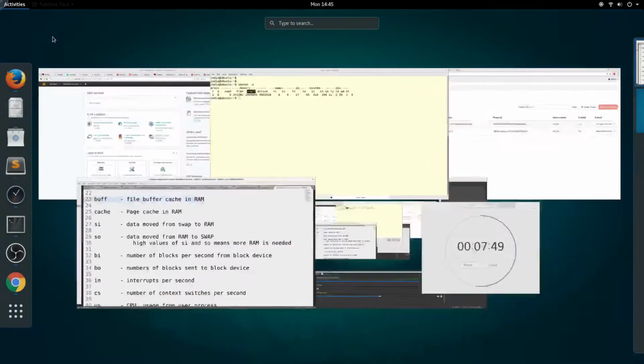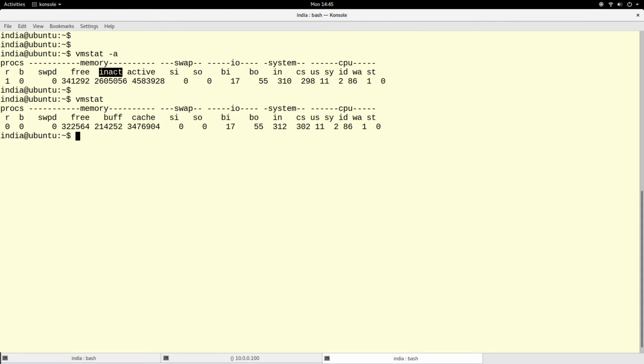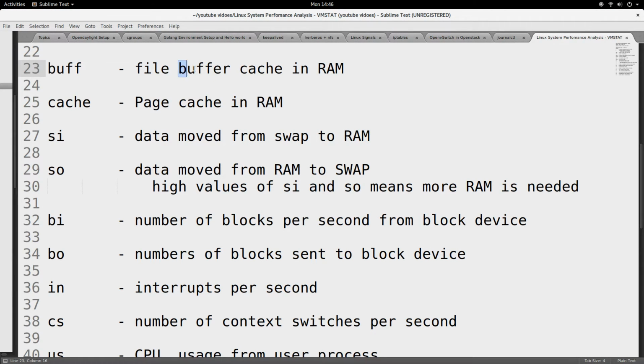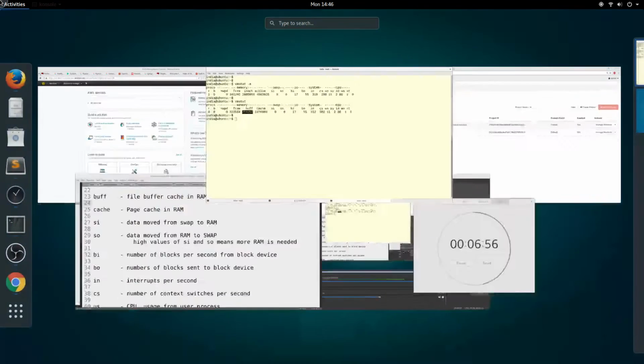Let's go to buffer. You have to get used to this output. Some of them you see with vmstat. Some of them you have to run with vmstat -a, most prominently inactive and active. So buffer is the buffer cache in RAM. The Linux operating system uses buffer because when you write maybe a couple of bytes, the system doesn't write immediately to the disk. It writes first to buffer. So that's this buffer memory, buffer area.